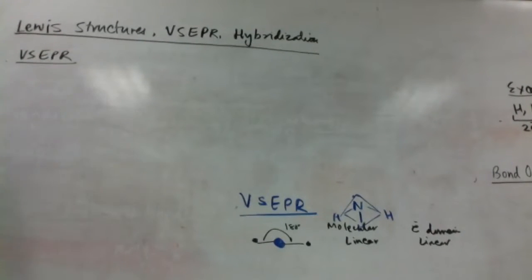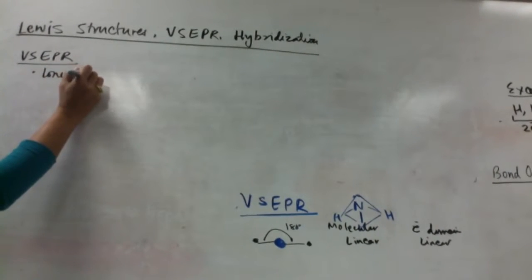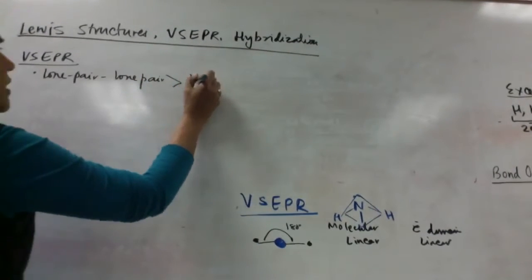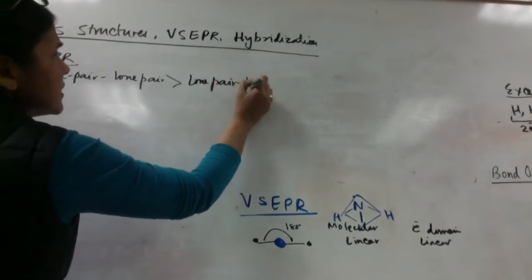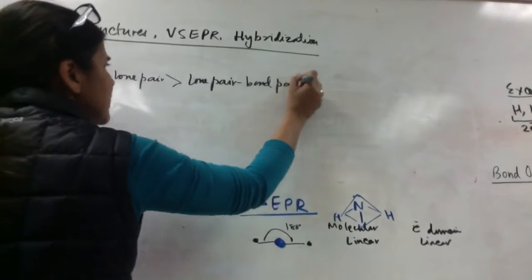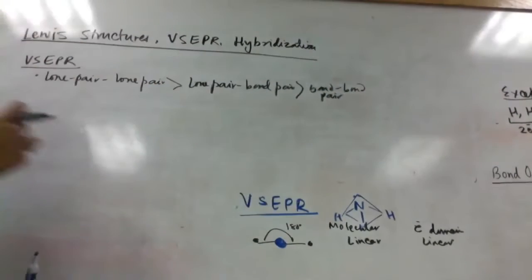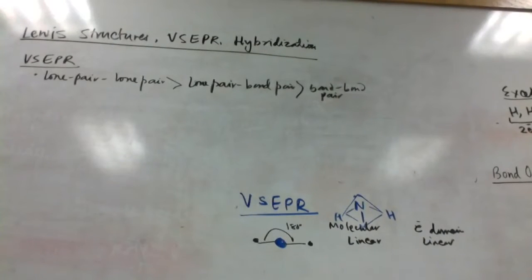VSEPR, valence shell electron pair repulsion theory. There are few things you must know about this theory. This theory says that a lone pair repulsion is greater than a lone pair and a bond pair, than a bond and a bond pair. That's because lone pairs are present on the electron cloud of the atom. They're closer together than a bond pair, which have internuclear axis to separate out. Okay, so that is one thing you need to remember.